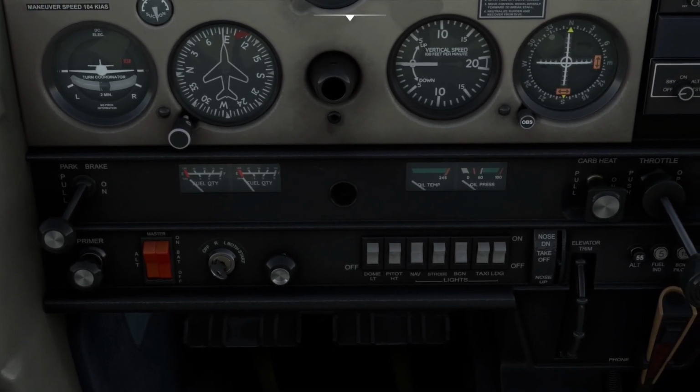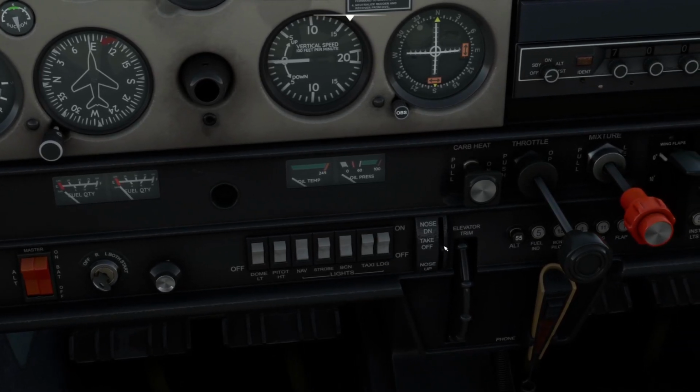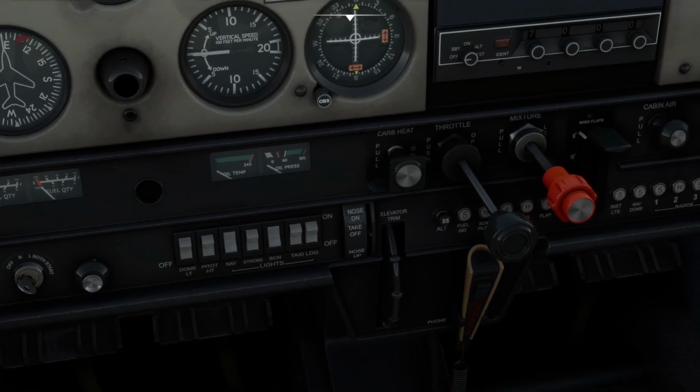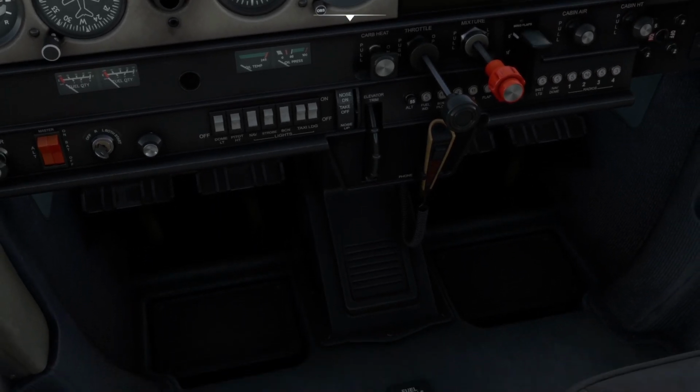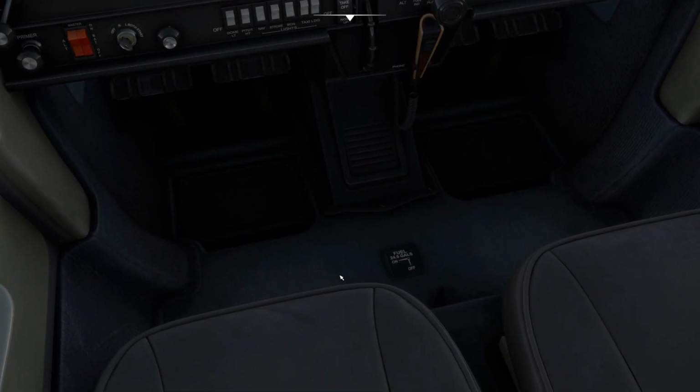That's just another light switch for the glare shield, so this area. Then we have a cabin light, pitot heat, a nav light, strobe light, beacon light, taxi, and landing. Then we have our elevator trim indicator and the actual wheel. Pulling it all the way up would give you nose down, pulling it down gives you nose up. And that's about it in terms of this aircraft. It's nice and basic. We do have our fuel selector down here, off and on.